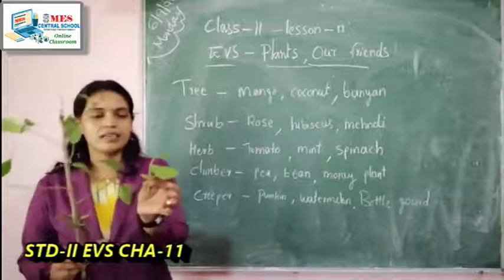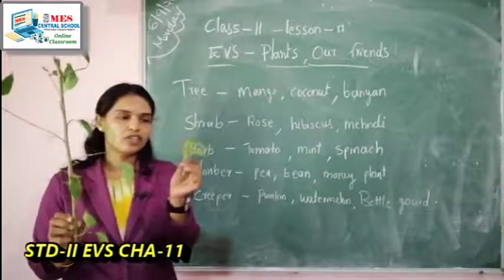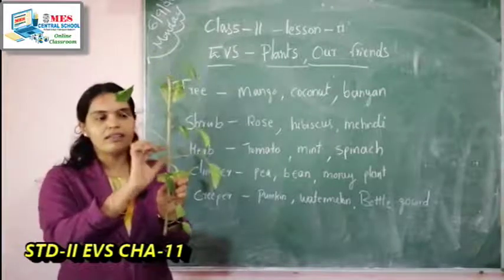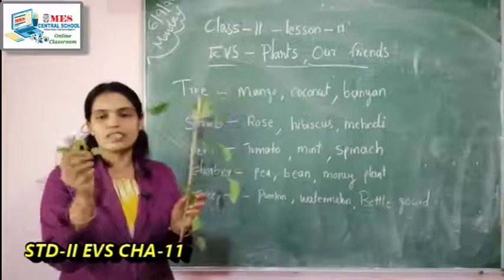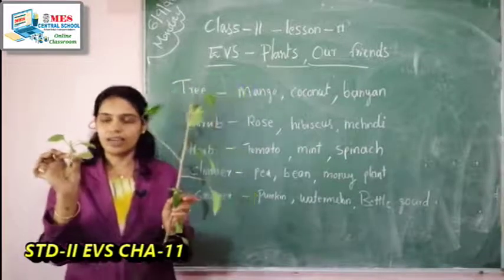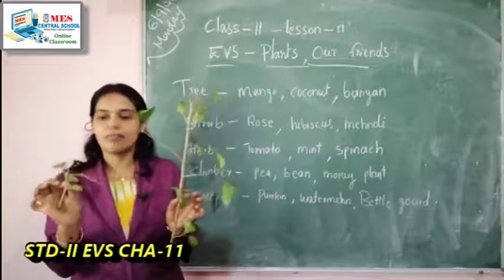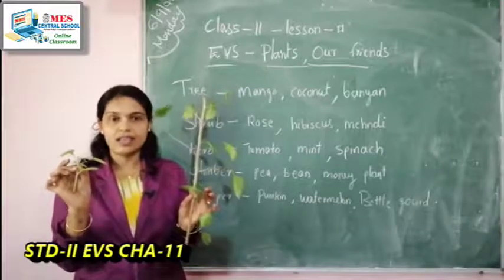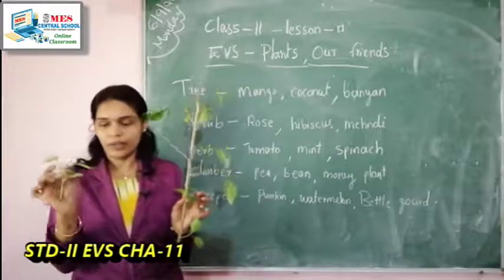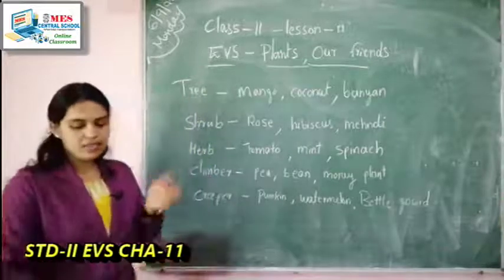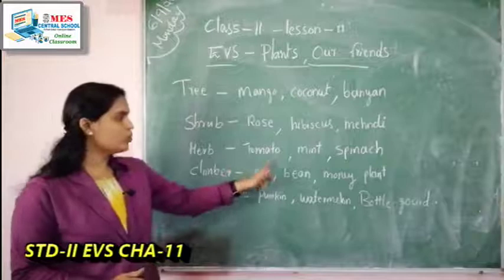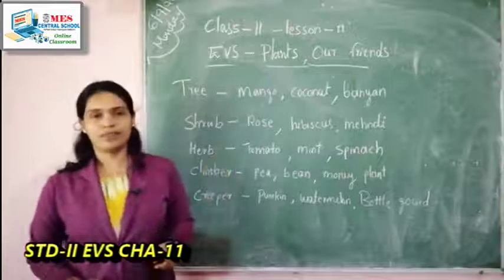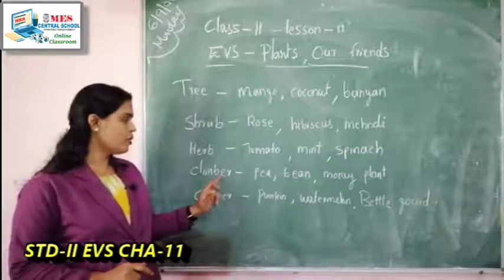If we compare the stem of this shrub and herb, the shrub's stem is very hard and thin, but the herb's stem is very soft. These are the differences between shrub and herb. Now you understand the differences between shrubs and herbs. The examples given are tomato, mint and spinach. These are examples for herbs. Next we have to discuss climbers.